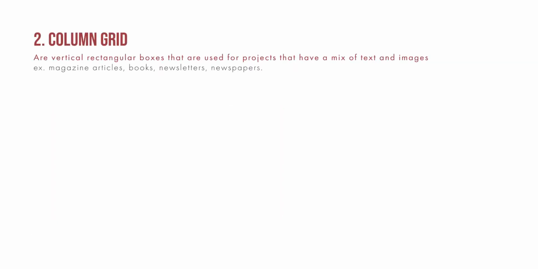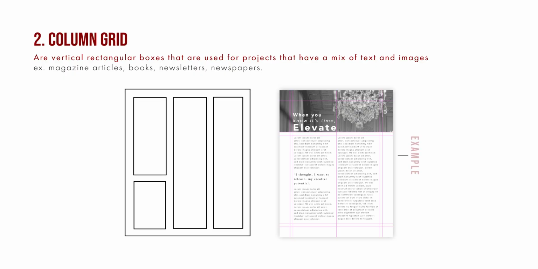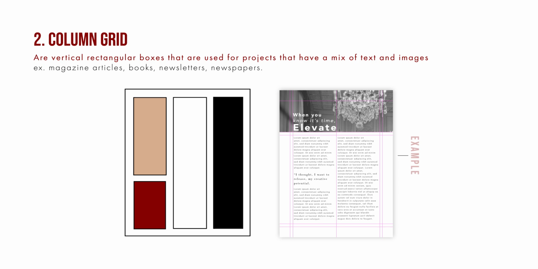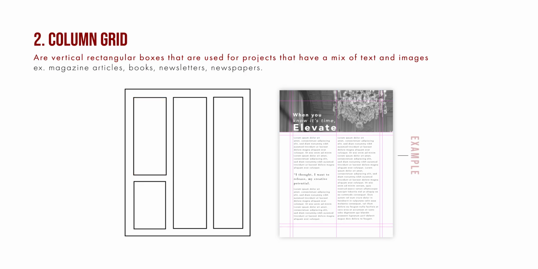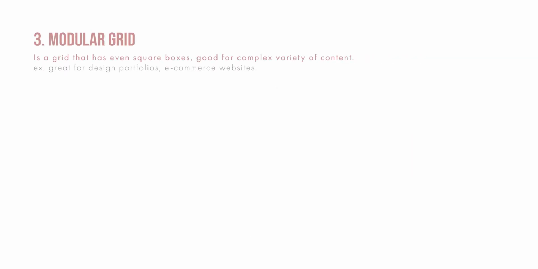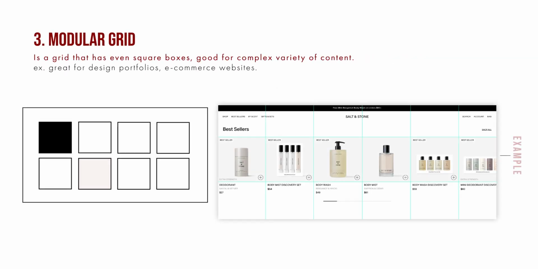Number 2, the column grid, are vertical rectangular boxes that are used for projects that have a mix of text and images, used for magazine articles, books, newsletters, and newspapers. Modular grid, number 3, is a grid that has even square boxes, good for complex variety of content. This is great for design portfolios and e-commerce websites.